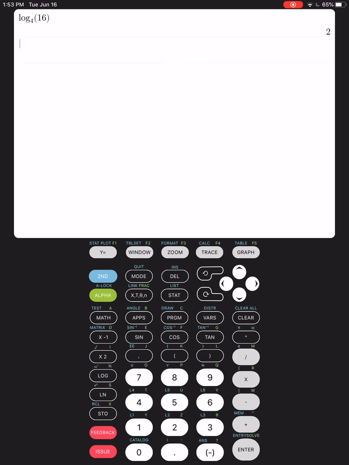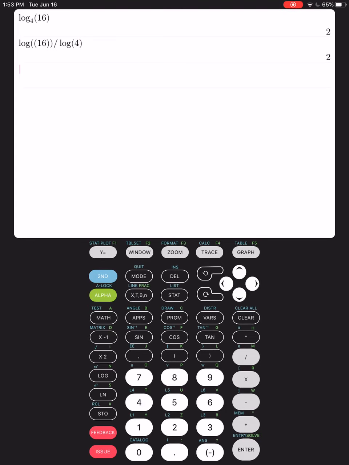Now if you don't have that log base button, what you're going to do is take the log of the argument and divide it by the log of the base. And you should still get 2.